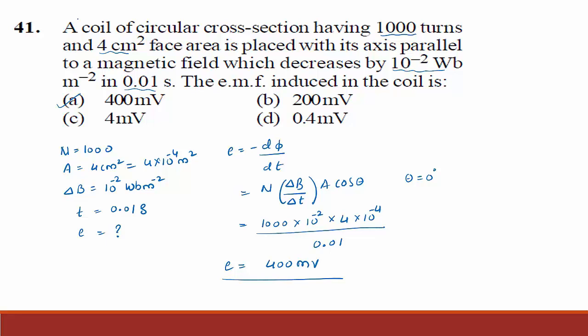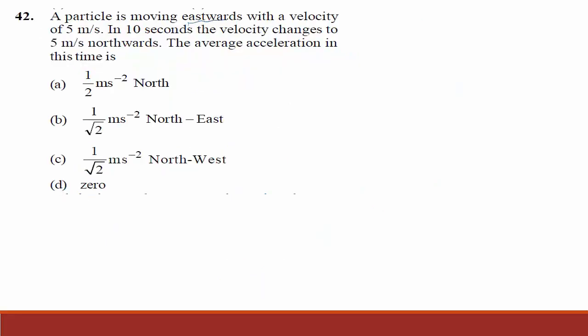Option A is right. A particle is moving eastward with a velocity of 5 meter per second. In 10 seconds, the velocity changes to 5 meter per second in northwards. The average acceleration in this time is, see here, if I am going to consider initial, it is traveling along eastward direction with velocity 5 meter per second. Let us take it as I cap. Then it changes its direction. Now it starts to move along northward, having again velocity 5 meter per second. This is north direction. Let us take it as J cap.